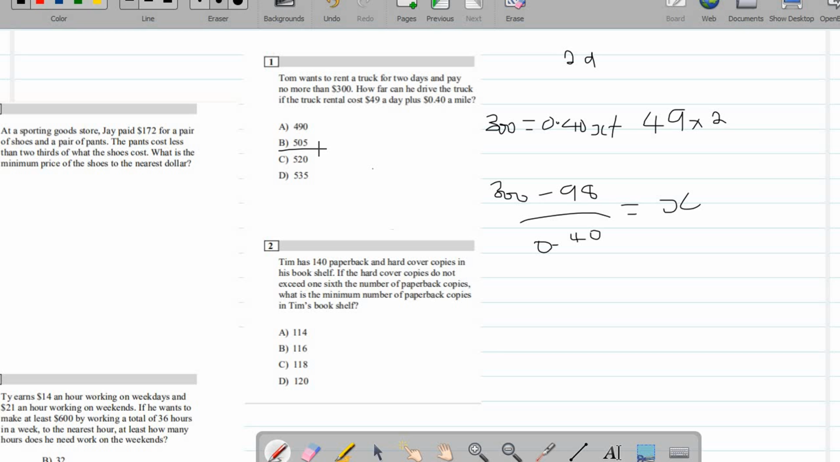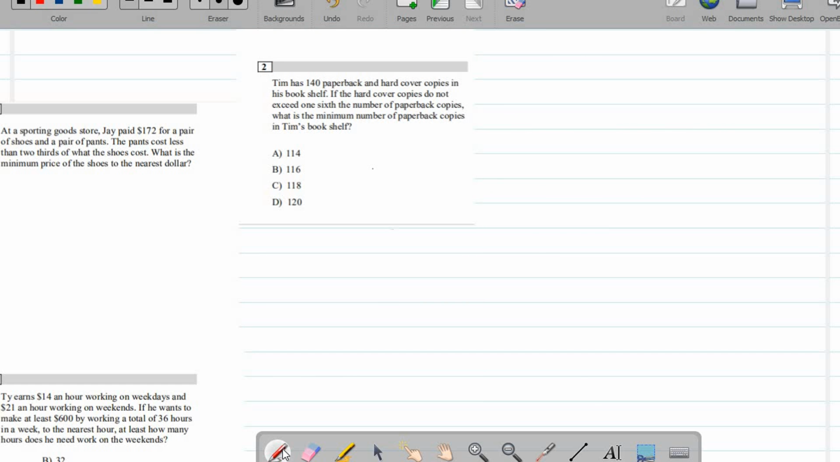Let's look at question number 2. Question number 2 says Tim has 140 paperback and hardcover copies in his bookshelf. If the hardcover copies do not exceed 1/6 the number of paperback copies, so we're using less than or greater than here. So 140 is for both paperback and hardcover copies.